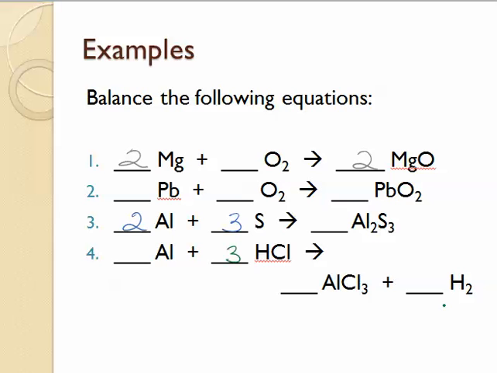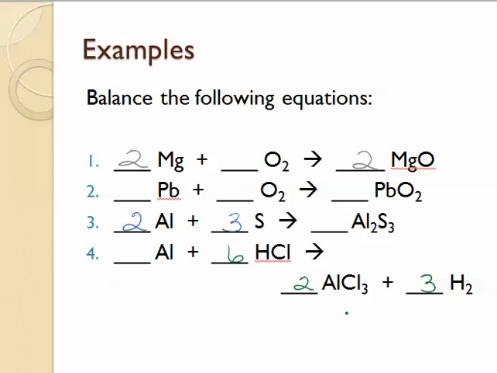To balance this, I'm going to need to get 6 hydrogens on both sides. To get 6 here, I need to erase my 3 and make it a 6. And to get 6 on my product side, I would need to add a 3 because 3 times 2 gets me 6. Now I need to go back and check my chlorines because I've messed those up. So to balance my chlorines, I see I have 6 here. So to get 6 on this side, I would need to add a 2 out front. 2 times 3 gets me 6.